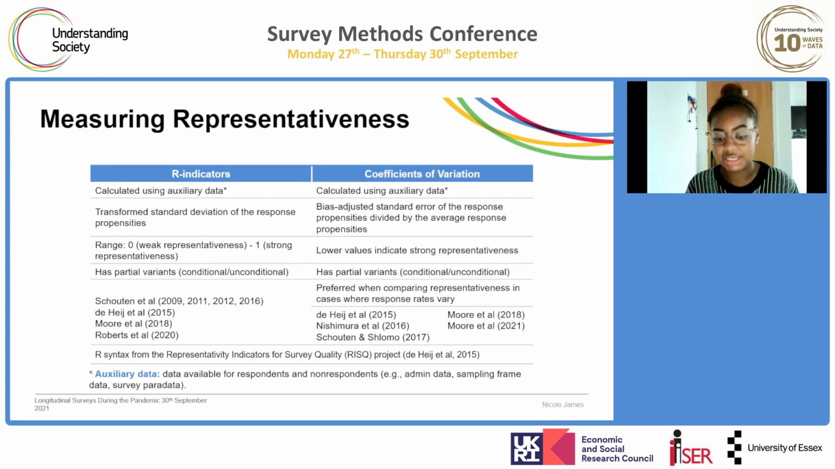So for time constraints today, I'm just going to be focusing on the results from the unconditional CVs. So the CV is also preferred over the R indicator when comparing representativeness in cases where response rates vary, because it's standardized by the mean of response propensities. And then I use R syntax from the RISQ project, and that's how I calculate both of these indicators. And I've got some references there, and I'll show references at the end.